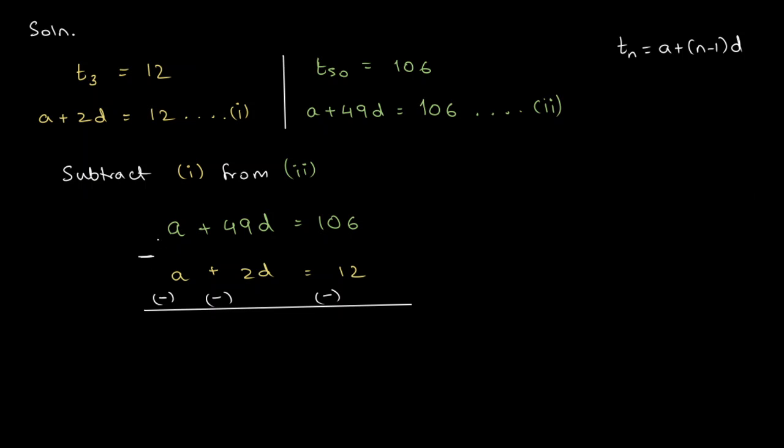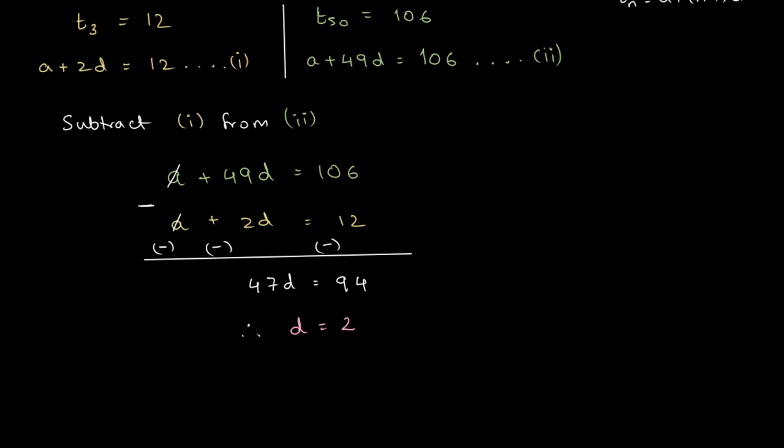As you can notice, this is a minus a, so these two terms will get cancelled. It is 49d minus 2d, so that is 47d, and 106 minus 12, which is 94. So 47d is equal to 94, so 47 multiplication on this side becomes division. 94 upon 47 is 2, so therefore d is equal to 2, right?